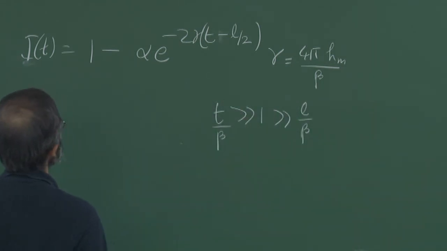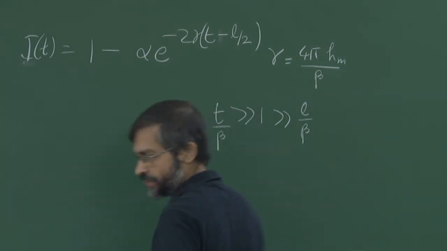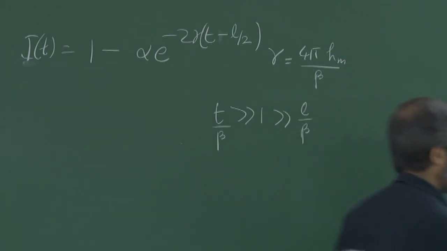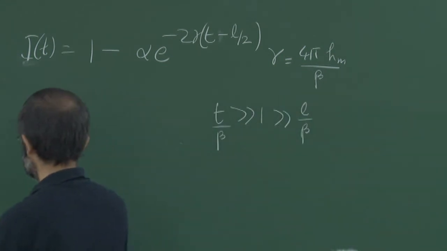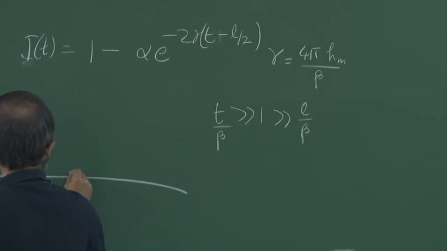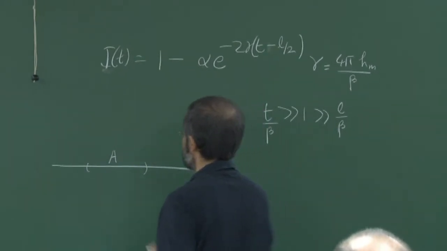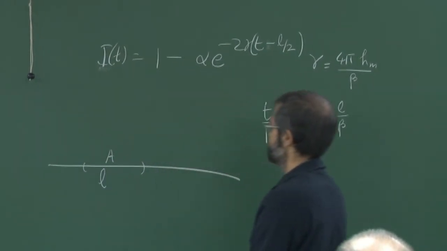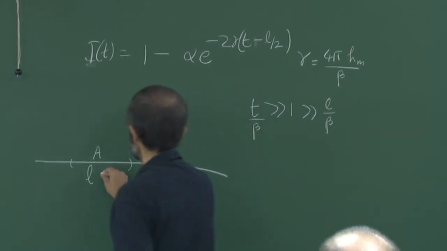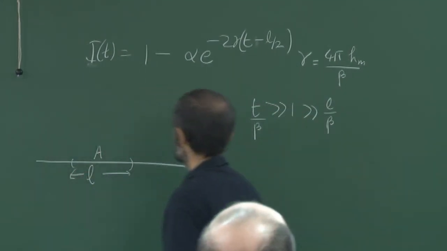I didn't have time to say how the... so let me just say it very quickly. Oh, L is the size. So now A is an interval because space is one dimensional, and L is the length of this interval. We are talking about a single interval now.